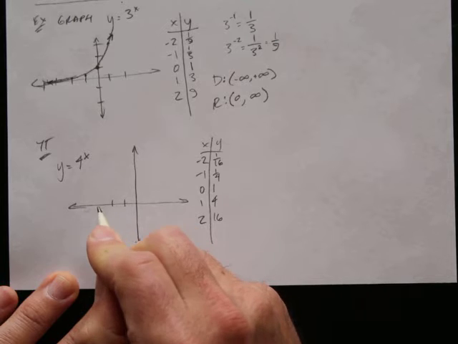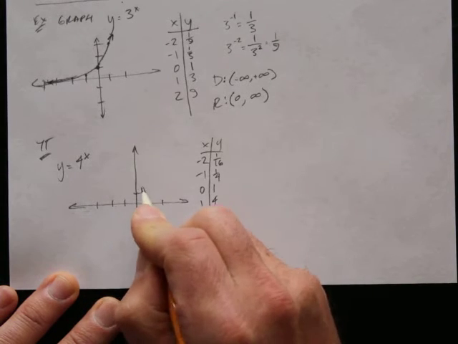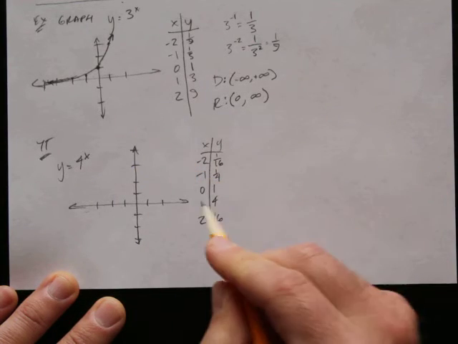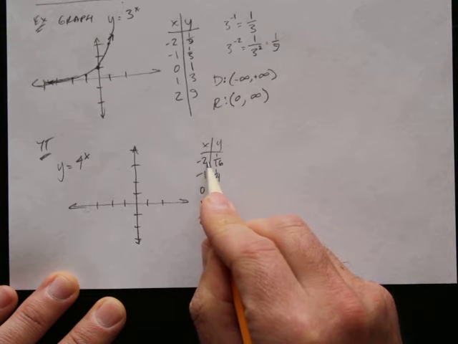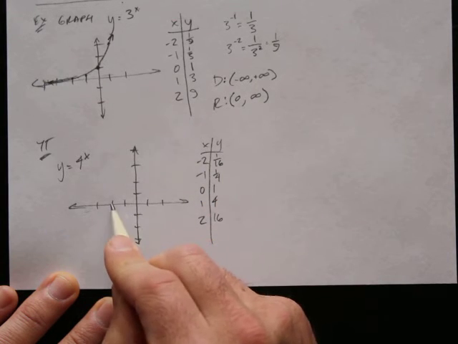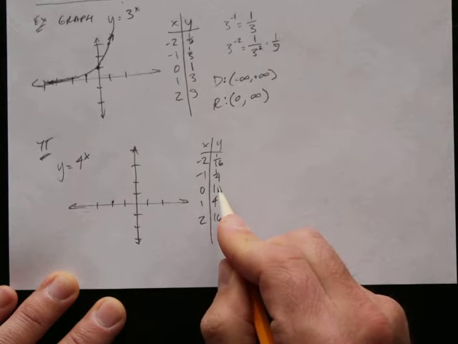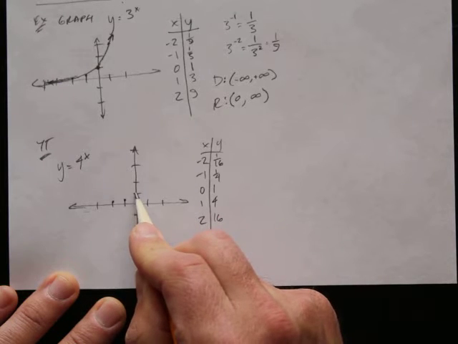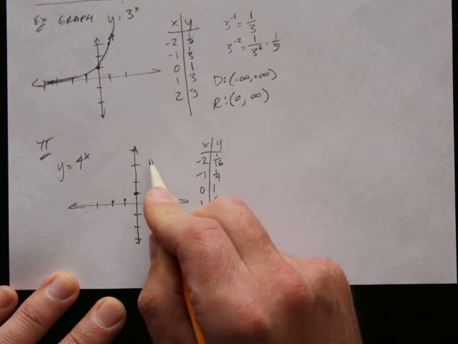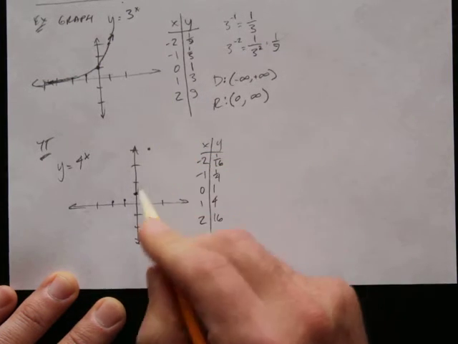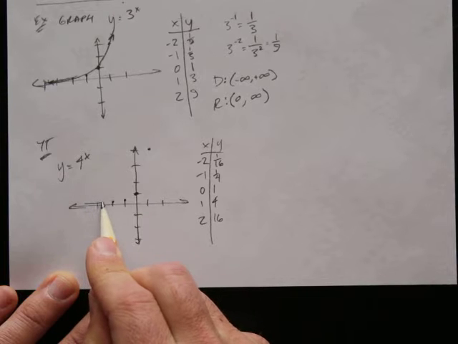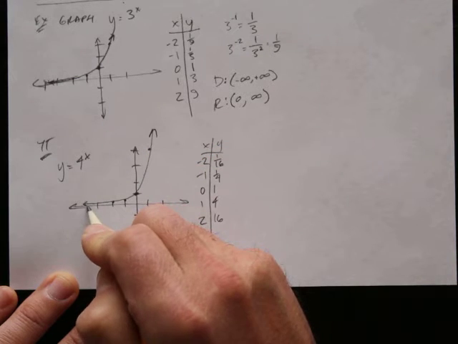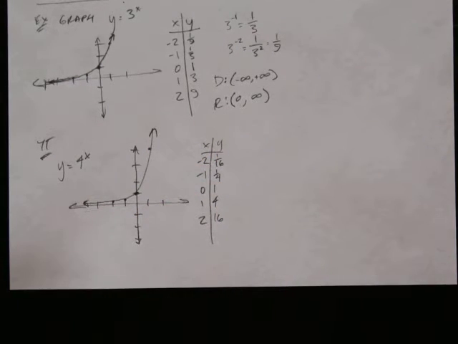I'm going to make some big delineations here again. Oh, I got to go all the way up to 4. Okay. -2, 1/16. That's very close to the x-axis. -1, 1/4. There we go, right there. 0, 1. 1, 4. And then 2, 16 is way up here somewhere. So now I'm going to draw my graph here, my exponential function. There it is. Got arrows on both sides.